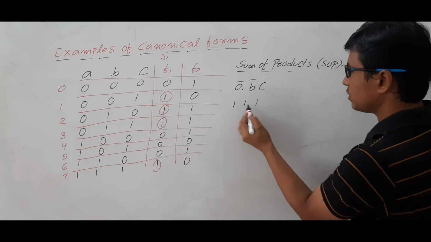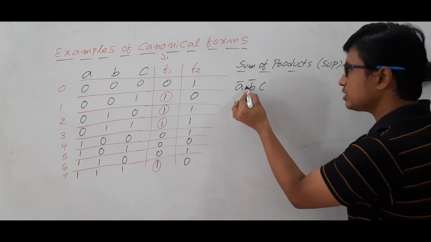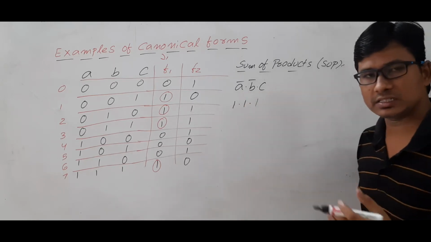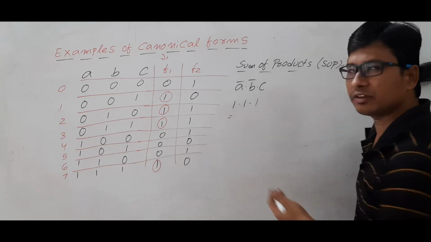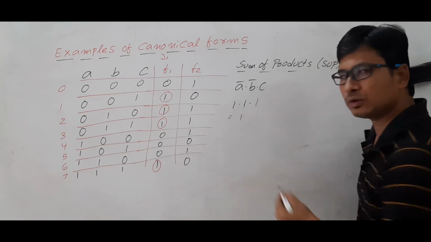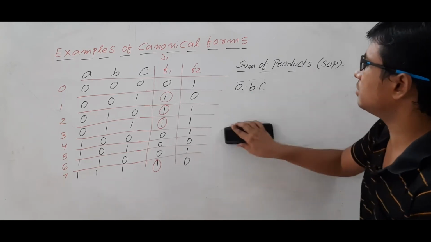So C value is 1. If I perform AND between them, because I am writing it as A's complement, B's complement, C, meaning that I am performing the AND between them: 1, 1, 1. If I write the AND, I will get the 1 only. So it is producing the output as 1. So this is what the min term is.